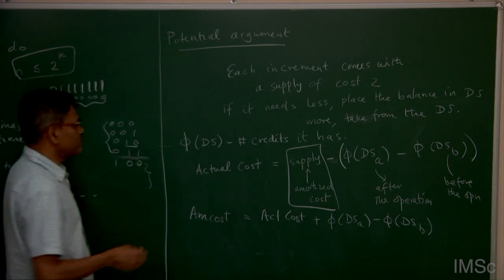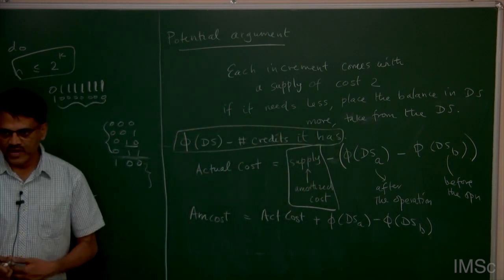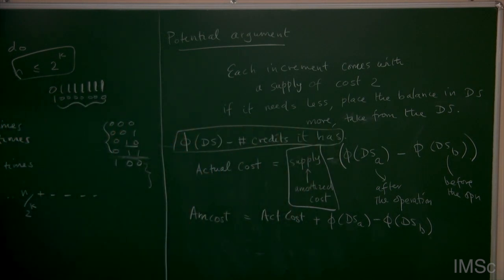Okay, I said intuitively the potential is the number of credits the data structure has. And the big challenge for us is to come up with this potential, which captures how much credit is there in the data structure. Okay. So, any guesses for this increment thing?